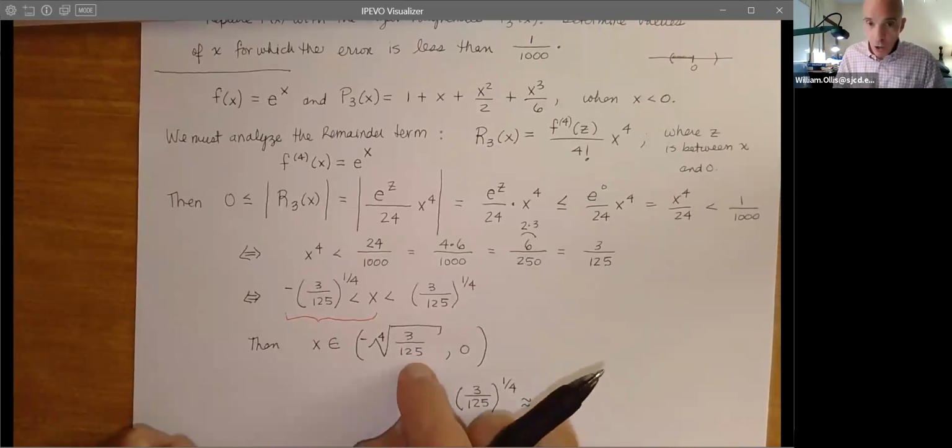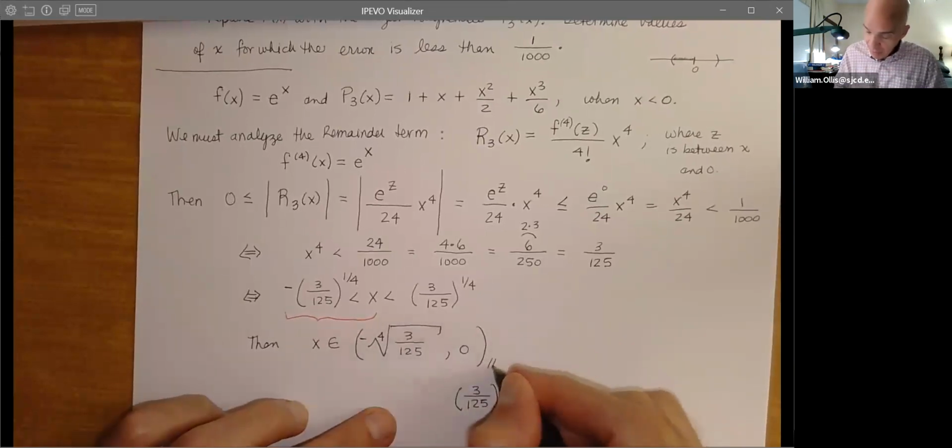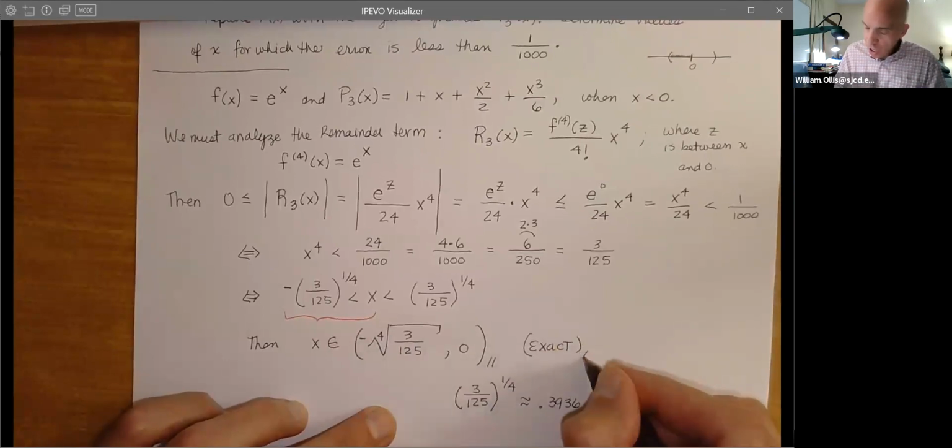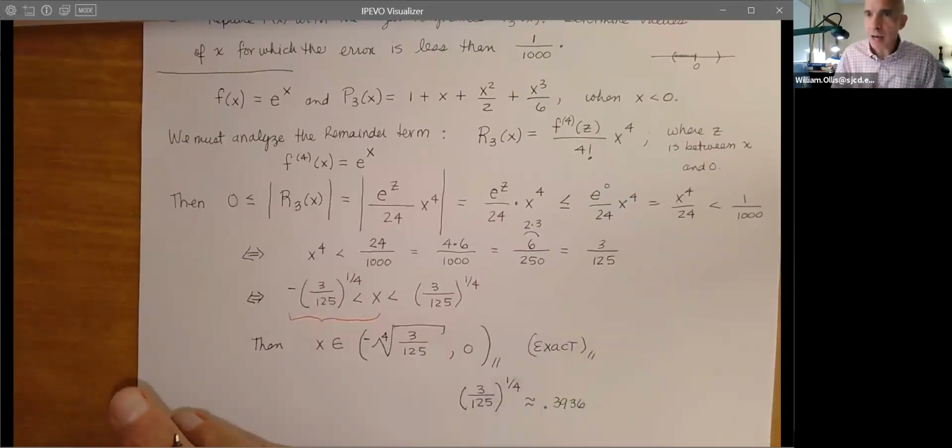But again, the exact answer is the best. If they ask you to approximate, that's fine. You can always try the exact, and if they kick it out, then approximate it. Sometimes WebAssign is user-friendly.